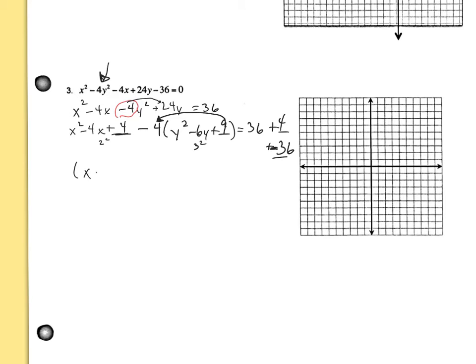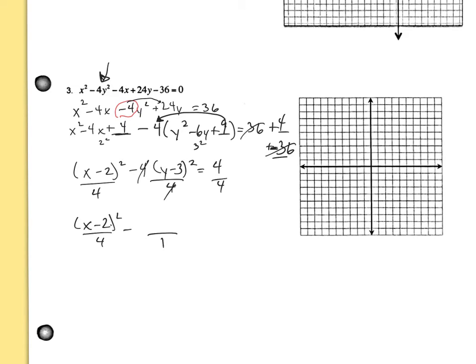So let's write this. X minus 2 quantity squared minus 4 times y minus 3 quantity squared equals, looks like 4. It still needs to equal 1, so it feels like an ellipse. And then we reduce this. I'm going to write the 1 because I want to have that there.